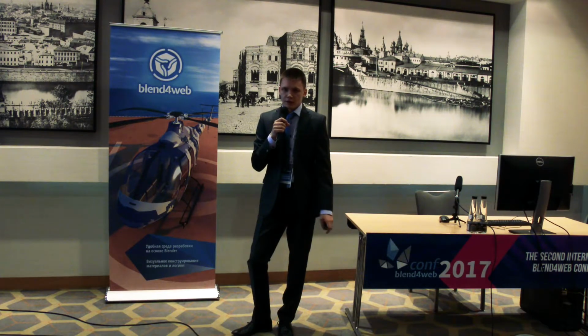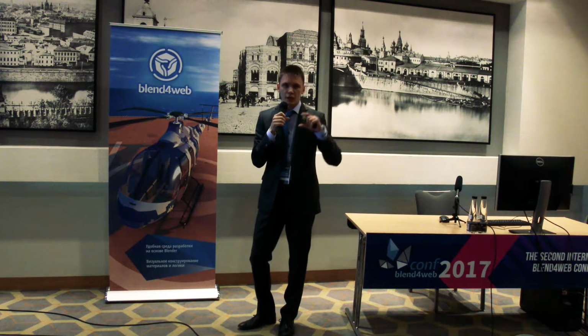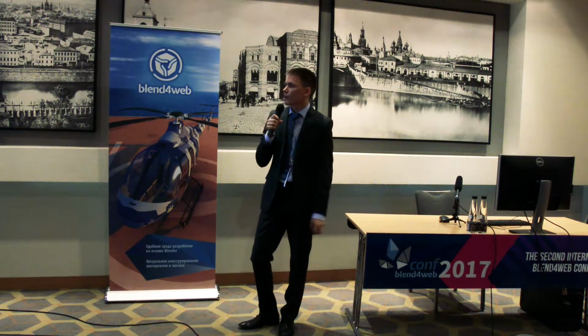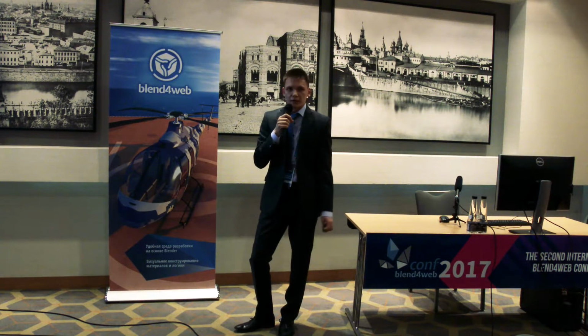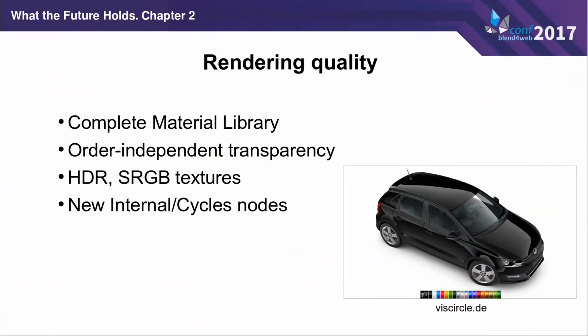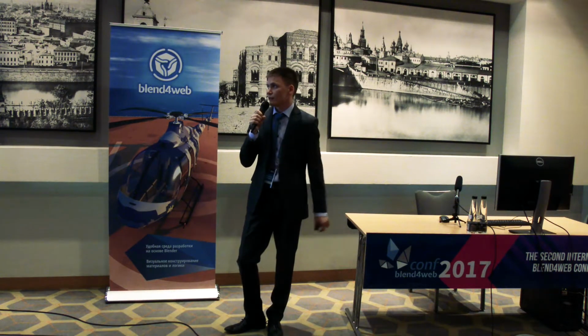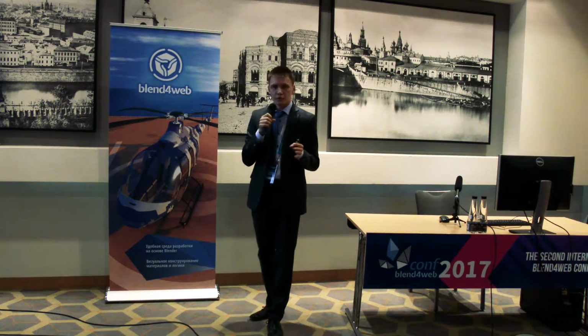Another two things which came to our attention recently are part of the WebGL 2.0 standard, and these are HDR and sRGB textures, and these can be used to improve the dynamic range of the images you produce. And of course, we don't forget about adding more Blender Internal and Cycles nodes, and we're going to maybe improve current nodes and also add new nodes. Yeah, performance is kind of a hard deal, as I said earlier. We did a lot last year in this area, but still there is much to do.